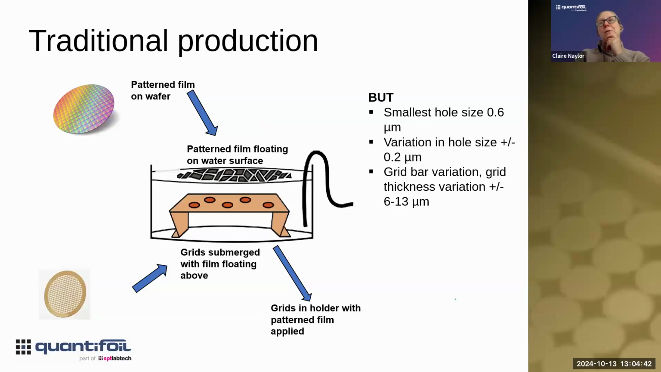Okay, so there's a small problem with that, which is that when you make a Quantifoil or a HexAuFoil, the process is done by floating a patterned film onto a grid that's brought in. Now, that leads to a smallest hole size of 0.6 micrometer and a variation in hole size, whenever you're using any carbon grid or HexAuFoil, of plus or minus 0.2 micrometer. So we're trying to get to a hole of 0.3 micrometer, and our variation in hole size is almost that big anyway. So Chris didn't give up.